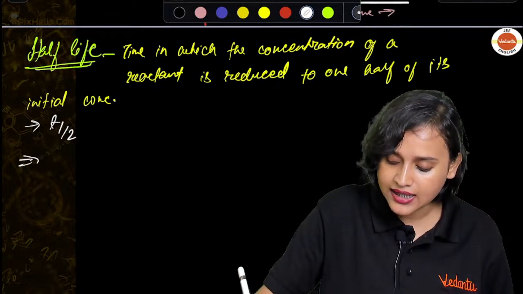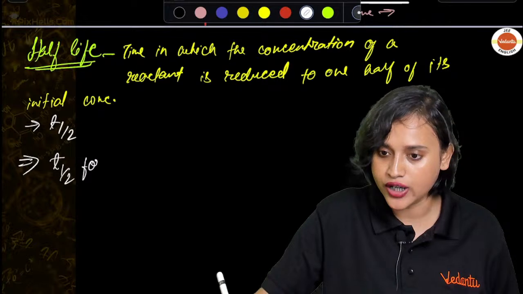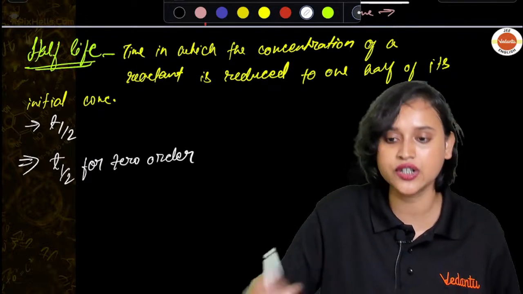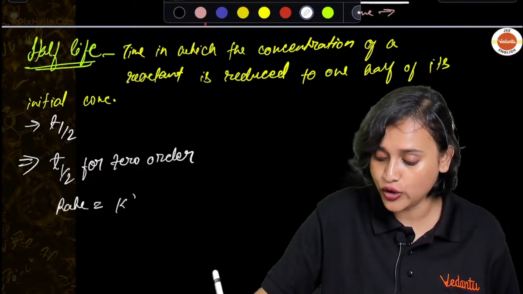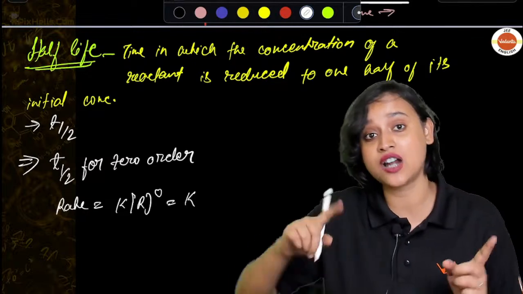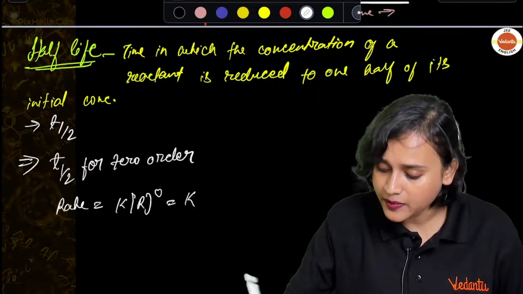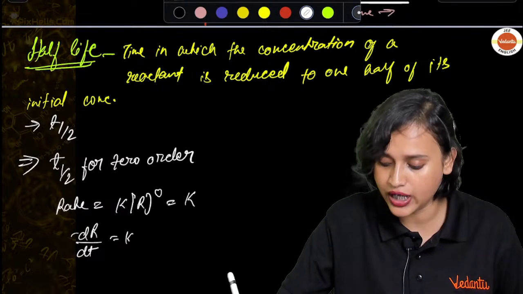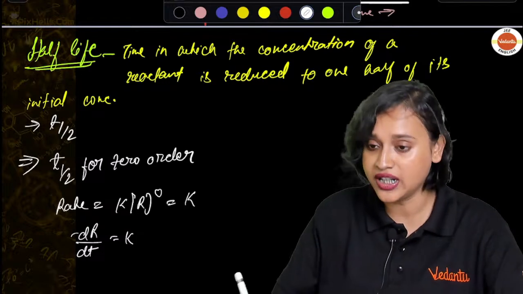Now let us calculate T half for zero order, everybody. How do you calculate it? It is very simple and easy. Rate is equal to K R to the power 0. That means it is K, because R to the power 0 is equal to 1. That means minus dR divided by dt is equal to K. Am I right, everybody? I'm deriving it for you.